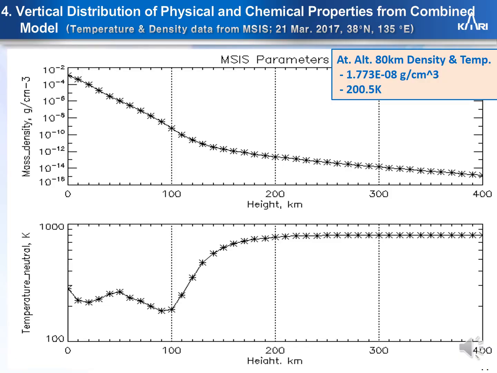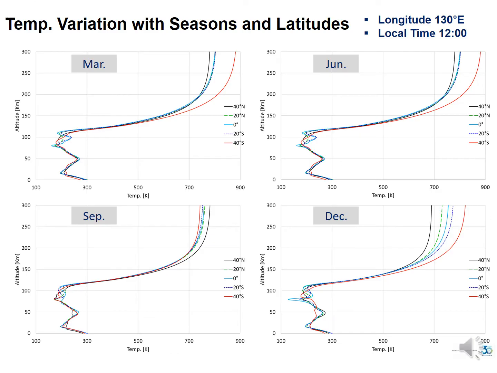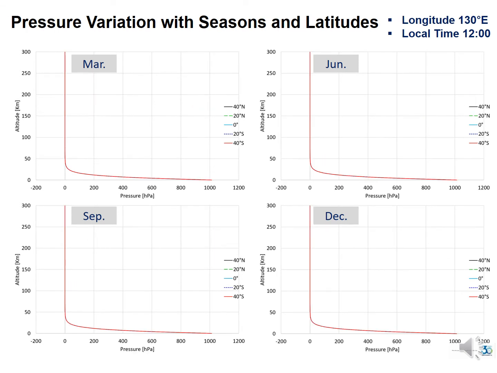It shows the typical data set above the Korean Peninsula from the MSIS models, the temperature and mass density and variation with altitude. This shows the data from our combined model, the temperature variation with the seasons and latitude above Korean Peninsula. It shows the pressure variation with the seasons and latitude. It looks not very much variations with season.